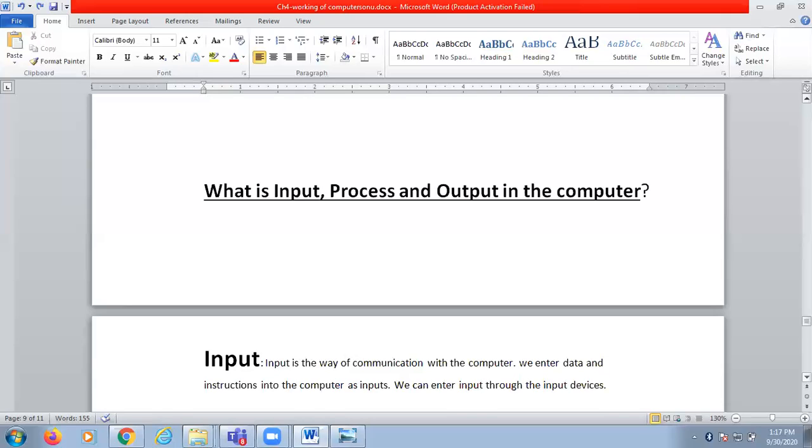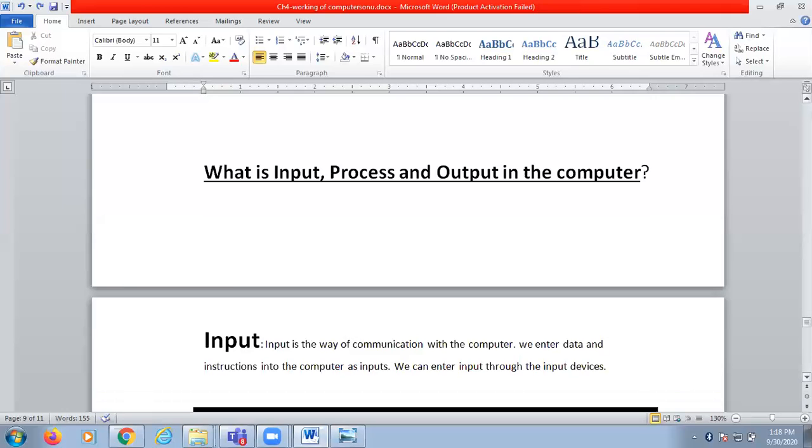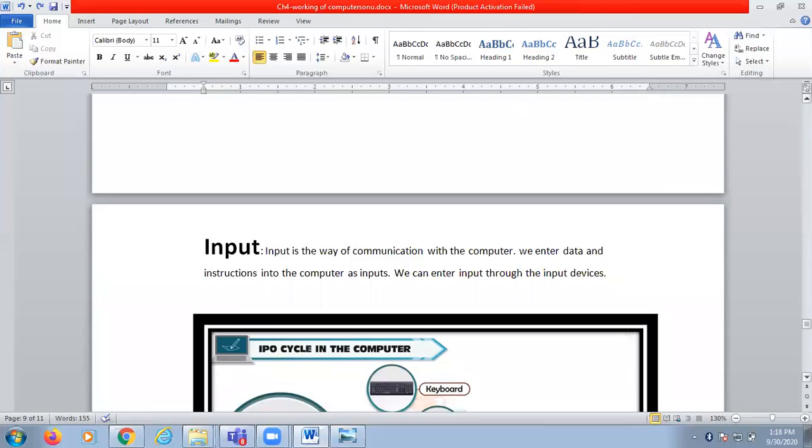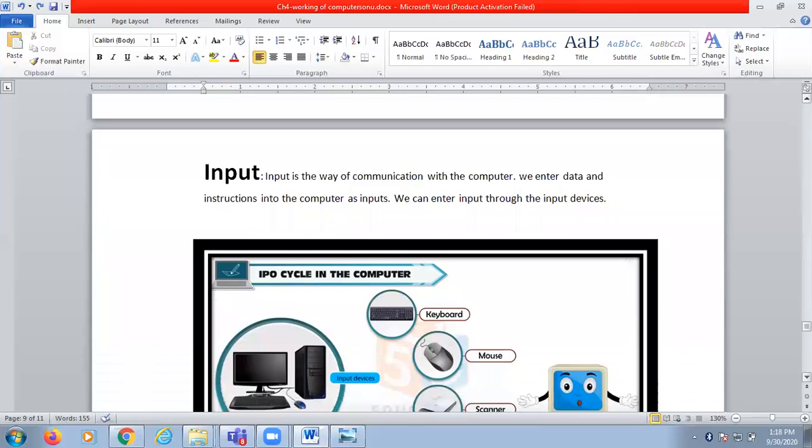Let us take one more example. If I give the instruction, please open the WordPad file, what will you do? You will go to the Start button, All Programs, Accessories and WordPad. So how are you opening it? You are opening it with the help of the mouse. So that is, we are giving instructions. To whom are we giving instructions? We are giving instructions to the computer.